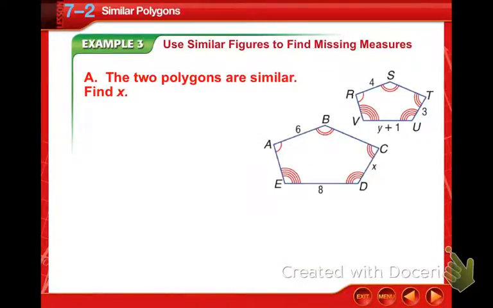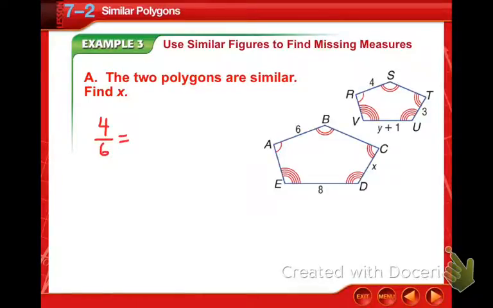Okay, so now we are given that these two polygons are similar. We want to find x. To do that, we're going to set up proportions and solve for x. We know two sides that are in the same spot, the 6 for segment AB, and the 4 for segment RS. So we're going to set a proportion with that, so 4/6.